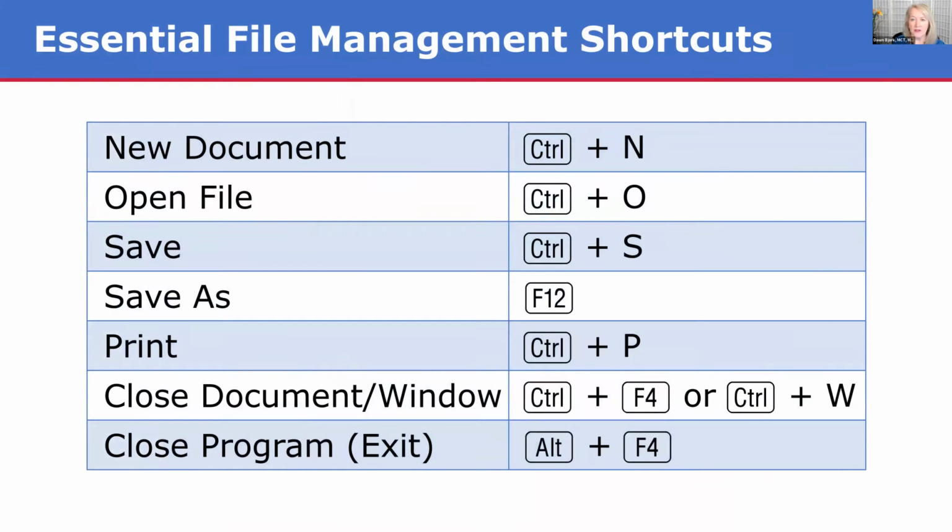So we have our essential file management shortcuts, and these are anything from Control-N for new to Control-O for open. It's likely, and if you aren't already using it, Control-S for save. That's something I use frequently throughout every day. Control-P to print. And so these are some of the shortcuts that, although you may not have them all memorized, some of them you probably do if you're using them on a regular basis, but they can certainly save you time. F12 for save as is also a really helpful one to know about.